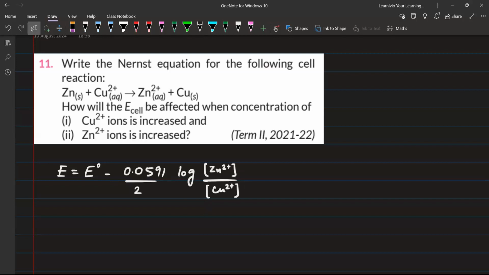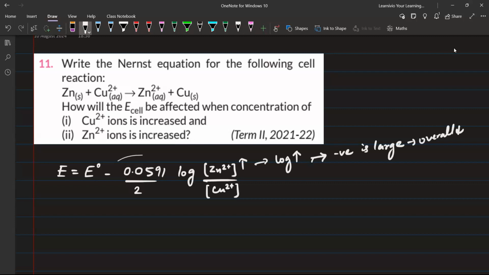Now, what we need to see is that this is in the negative part, है ना? तो देखिए, जैसे जैसे numerator बढ़ेगा, if the numerator is going to be large, the log will be large. ठीक है? अगर log part large होगा, then this whole negative part will be large. If the negative part is large, then this overall will be less. Overall क्या हो जाएगा? Less हो जाएगा.